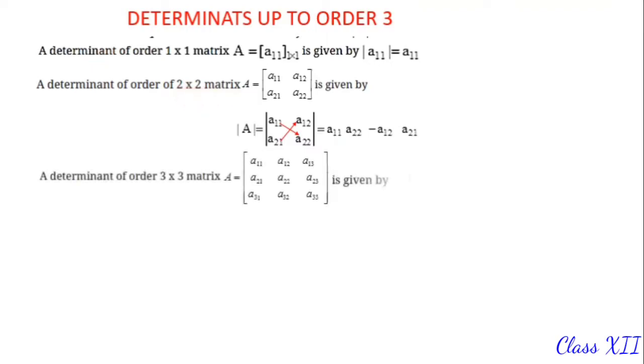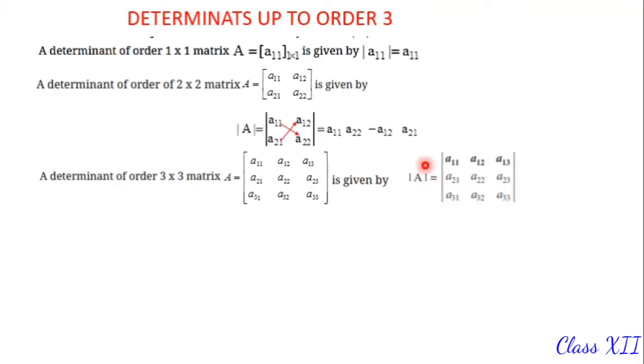In the case of a 3 by 3 matrix, A is equal to A11, A12, A13, A21, A22, A23, A31, A32, A33. The determinant of A is given by drawing two lines and filling up the elements from the matrix, A11 to A13, A21 to A23, A31 to A33. And this determinant can be expanded in 6 different ways.